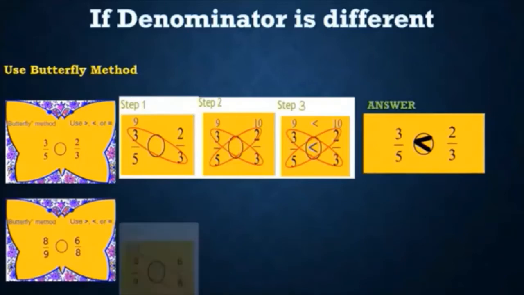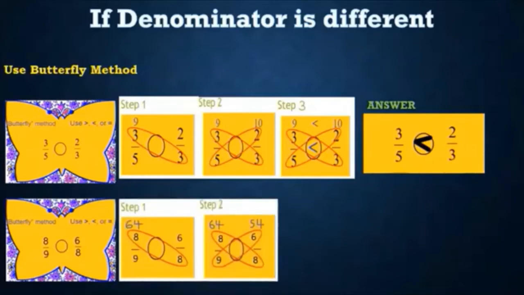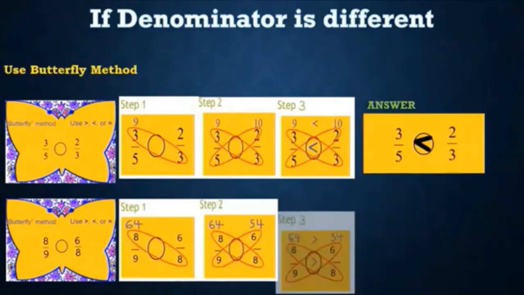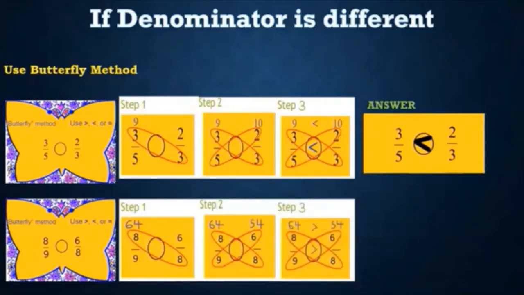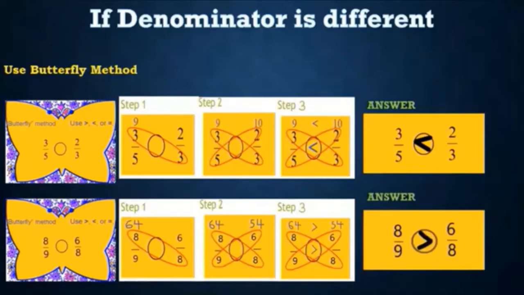So in step 1, we'll have to multiply 8 into 8, which is 64. And then in step 2, we'll have to multiply 6 into 9, which is 54. In step 3, as 64 is bigger than 54, we will choose 64, the greater than symbol pointing to the 64. So that means our answer is that 8 by 9 is bigger than 6 by 8.